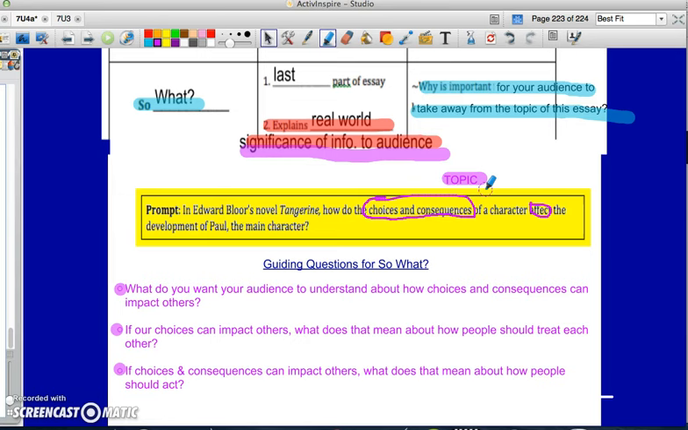So I hope that this has helped you break down the three parts of a conclusion paragraph. Good luck drafting.